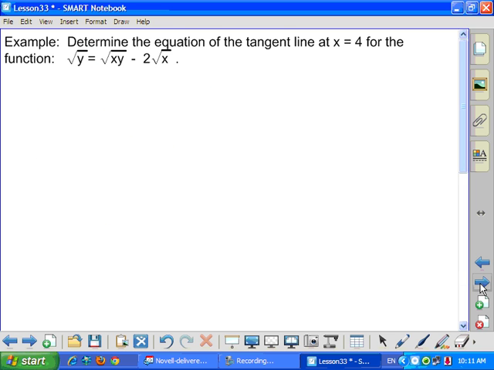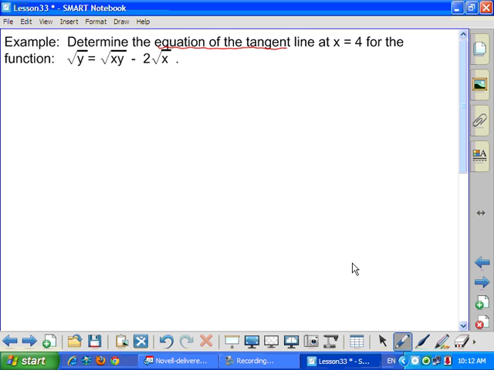And an example here. Last one, determine the equation of the tangent line. All right, so I just want to do an example because this one's a little bit different. The other ones, once you get the hang of how to take the derivative, they're fairly straightforward. This one's a little bit more challenging.